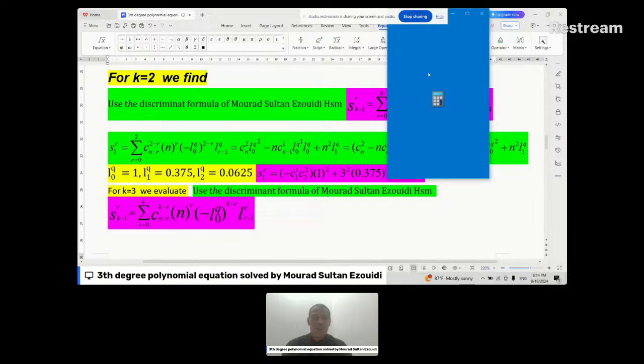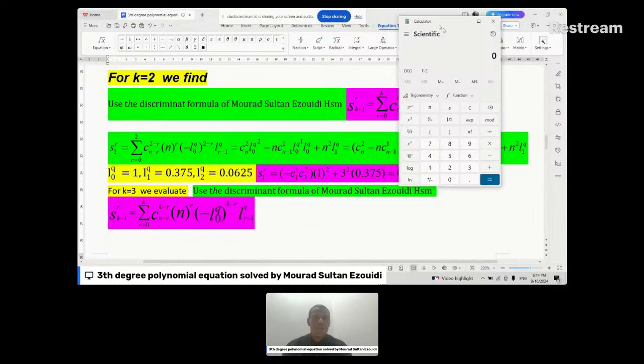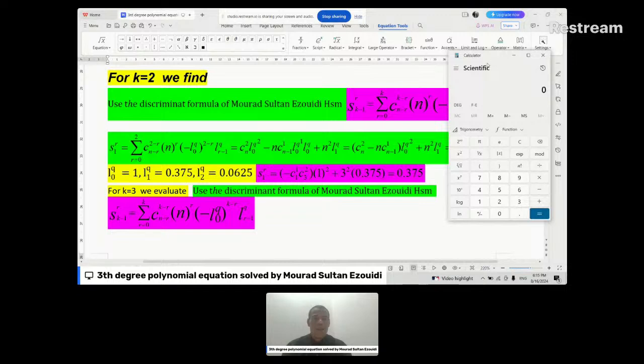Okay, this is the calculator, learners. Okay, like that. I'm going to calculate this. We have negative 3 times 1 squared, which is 1, times 1, plus 9 times 0.375. So this one, learners, has to be equal to 375 divided by 1000, which is 0.375, or we can write it .375.